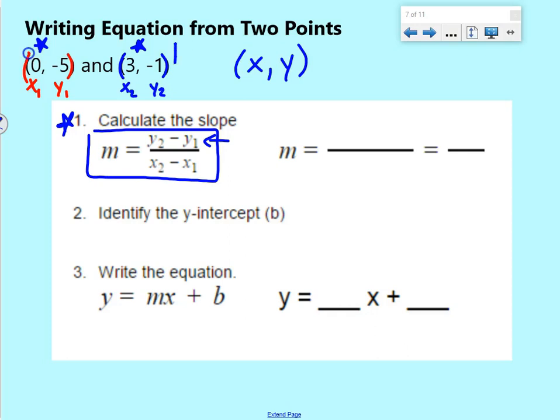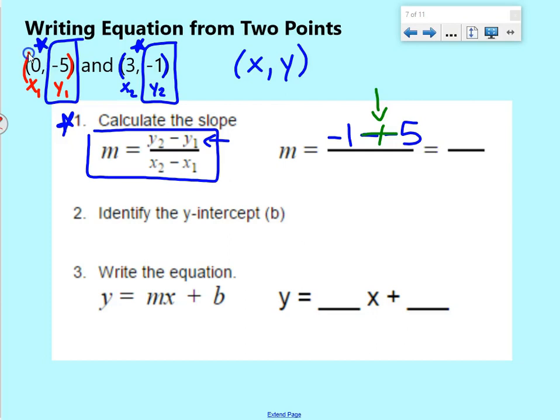So we find our y2, negative 1, minus, always put that minus sign down. Then we need our y1, which is negative 5. Now if you notice, there are 2 minus signs there, and that's okay. Sometimes that happens. And 2 minus signs become a plus sign.